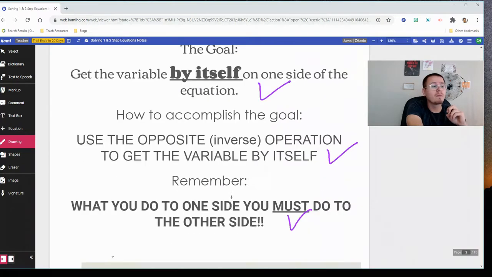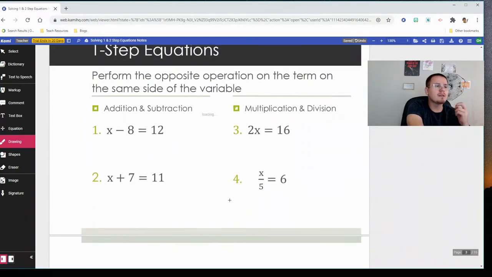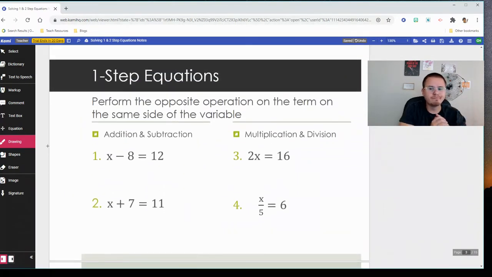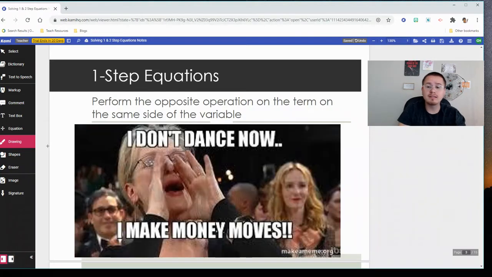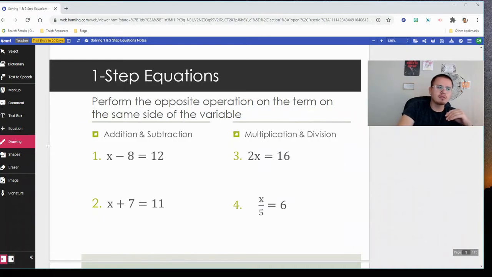So basically the three things we're doing when we're trying to find a solution to make the equation true. So a one-step equation, you just do one thing. So in this situation, I look at the equation for number 1, and it says x minus 8 equals 12.